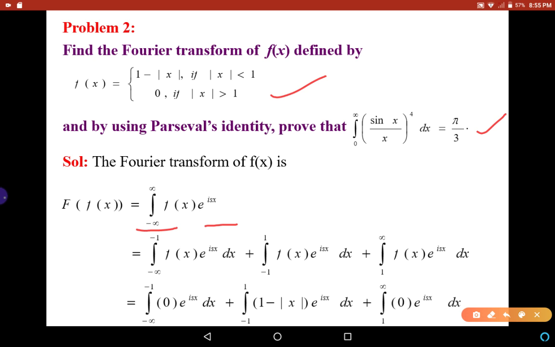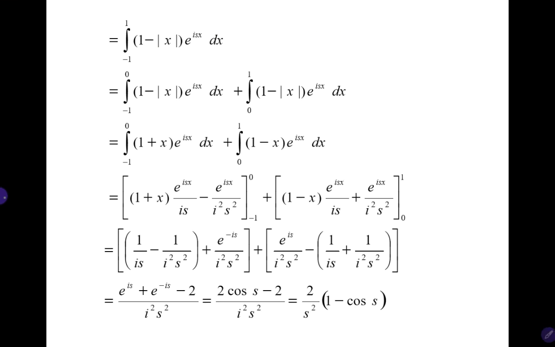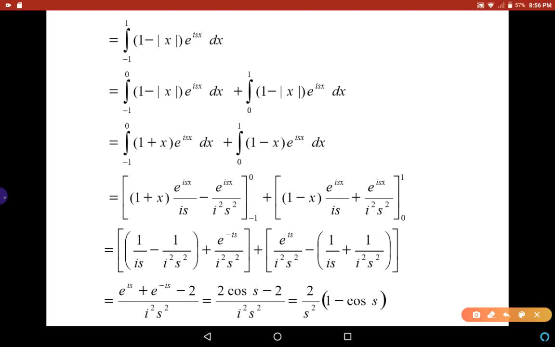Again, we split the integral from -∞ to ∞ as -∞ to -1, -1 to 1 and 1 to ∞. Substituting the values of f(x) in each interval, in the first integral the value of f(x) is 0, and in the second interval the value of f(x) is 1 minus |x|, and in the third integral the value of f(x) is 0. So, after substituting, we have the integral from -1 to 1 of (1 - |x|) e^(isx) dx.